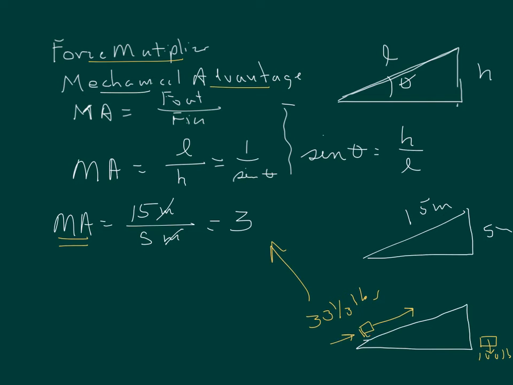So we easily calculate that, ignoring friction, we could push this box that weighs 100 pounds up the inclined plane with a force of 33 1/3 pounds, because the mechanical advantage is 3. We only have to push with 1/3. Don't get this mixed up and think you have to push with 3 times the force. Remember, the mechanical advantage is force out divided by force in. So I push with 33 1/3, I get 100 out, mechanical advantage of 3.